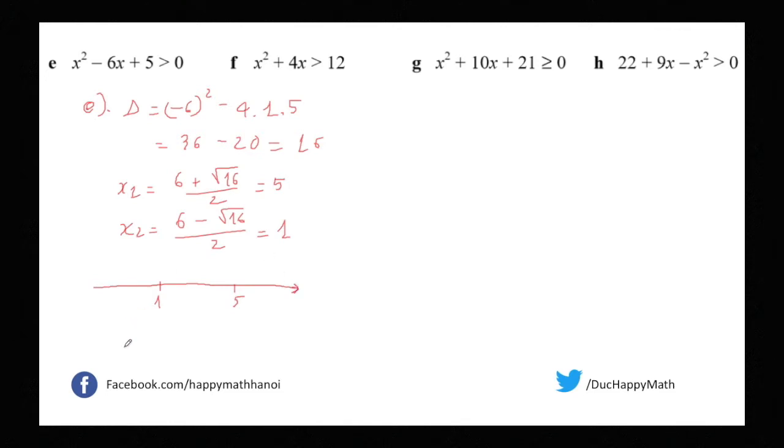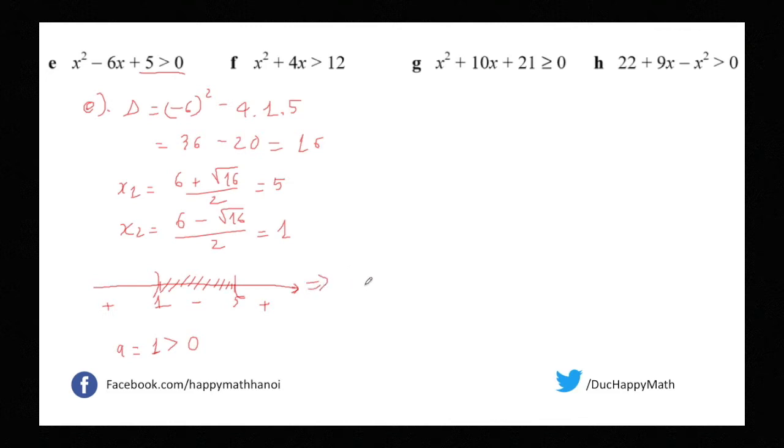The value of a is 1, positive. So both outside parts will have the same sign as the value of a, positive. And the middle interval will be negative. The question asks about greater than 0, so I will take part 1 and part 3. I will cancel or skip the middle interval.